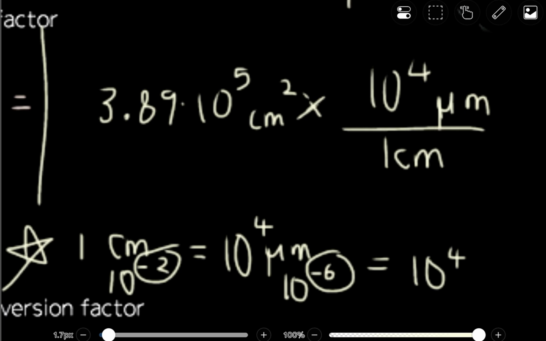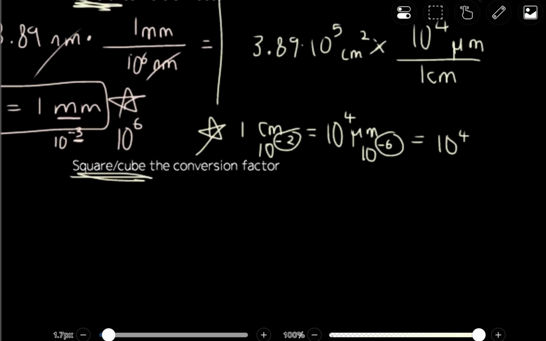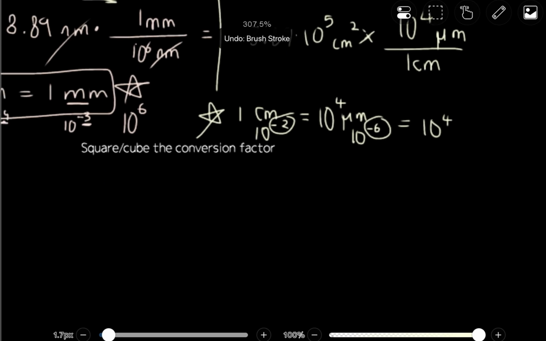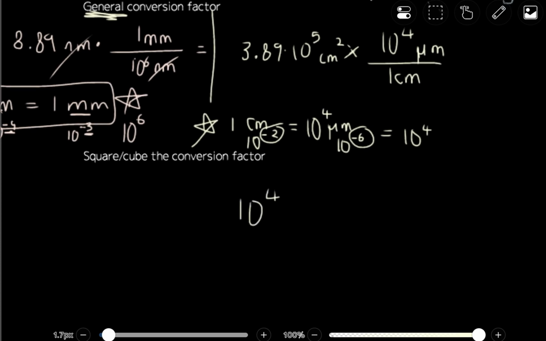But we cannot cancel it just yet because we have a cube, we have a square here, and we have nothing here. So if you try to cancel, you would be left with centimeters times micrometers instead of just micrometers. All right, so that brings us to the second step. If you're dealing with squares or cubes, your next step is to square your conversion factor. So we're going to square our conversion factor.